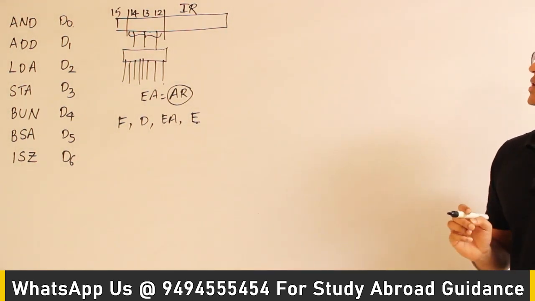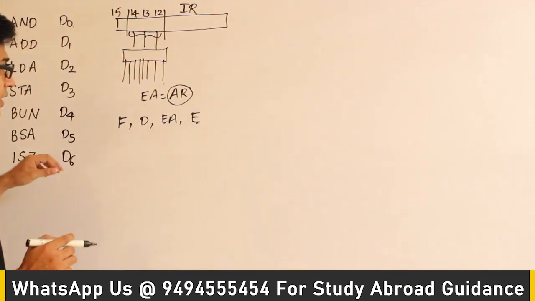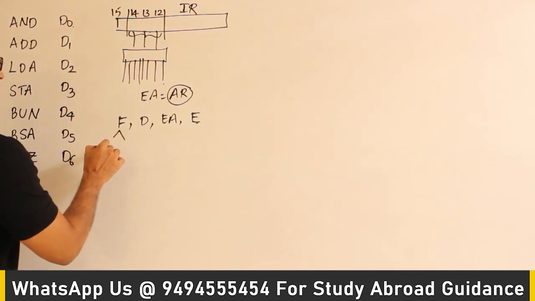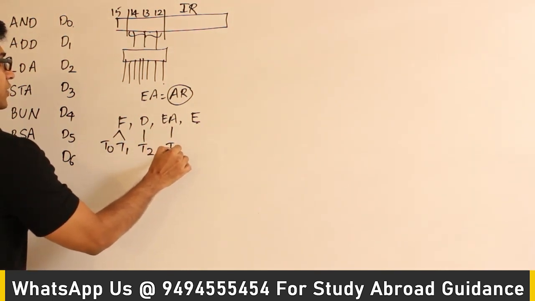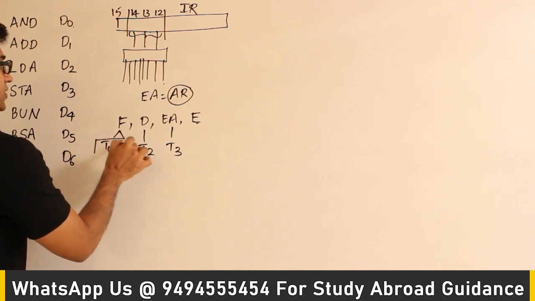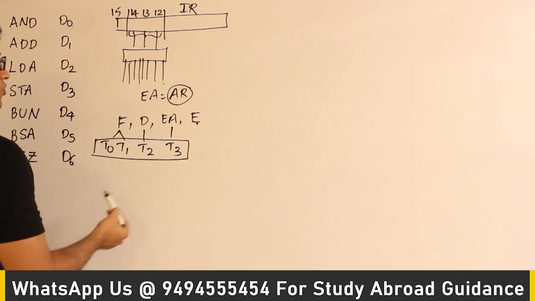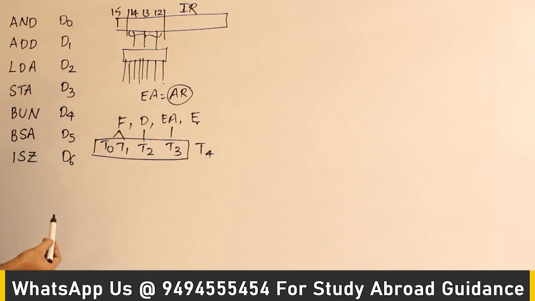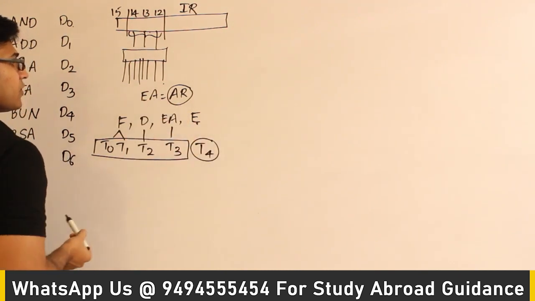Okay, now let's see operations one by one. See this one. So what are the timing signals that are over here? T0, T1 are over here, and T2 is over here, and T3 is over here, right? So for the memory reference operations, all these are over. So by the time you come to execution, what is the timing signal that is running? T4 is running, right? So now how can we identify that we are in the execution phase? If you look at T4, we can identify that we are in the execution phase.